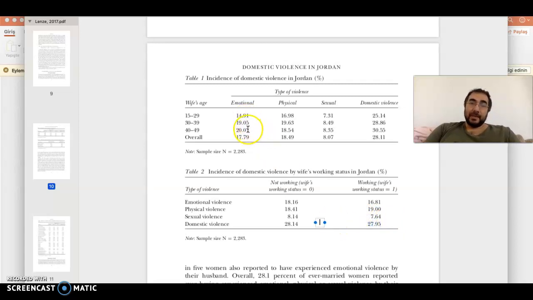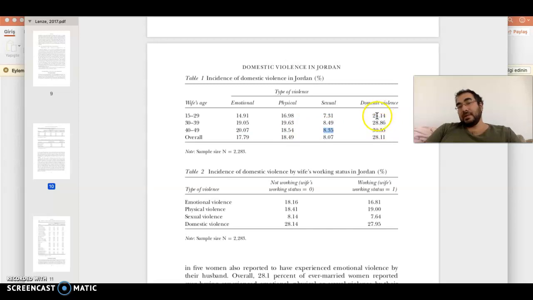Age, by the way, increases the possibility. When you increase your age, the chance of getting emotional violence increases. Physical violence peaks at 30 to 39, but decreases a little bit in the age of 40s. Sexual violence likewise.